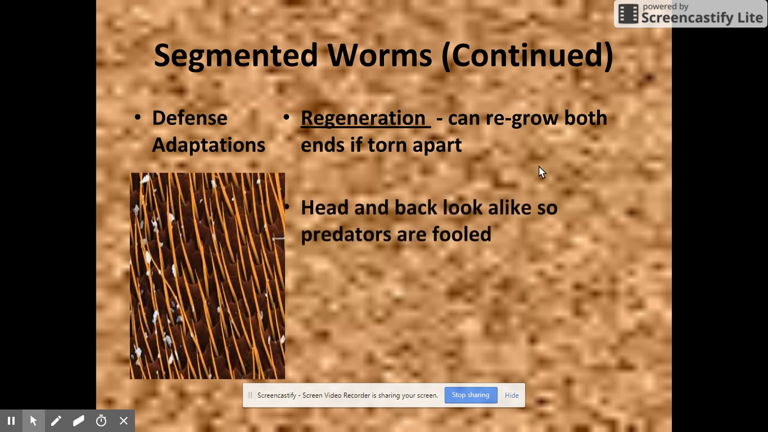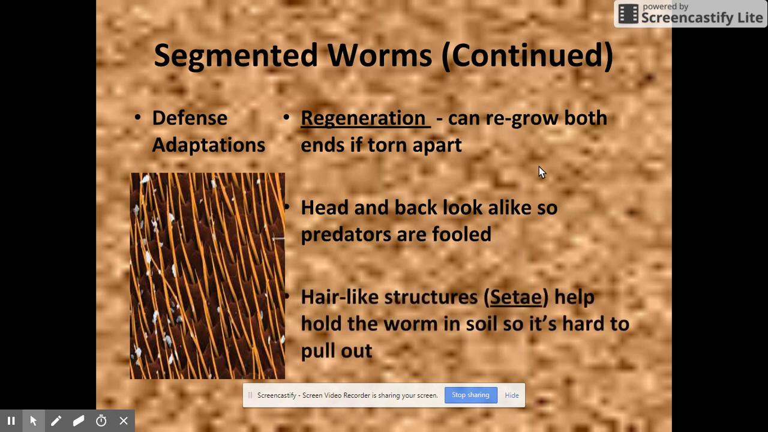Head and back look alike, so predators are fooled. Bite off the tail instead of the head. And hair-like structures, the setae, help hold the whole worm in the soil so it's hard to pull out. Again, those are those setae, however you want to pronounce it, that grab onto the dirt and make it very hard. So you can't see it when you look at a worm, but that's what it looks like through the microscope.